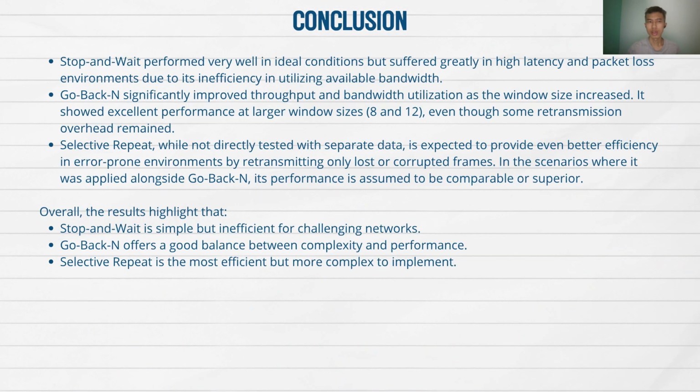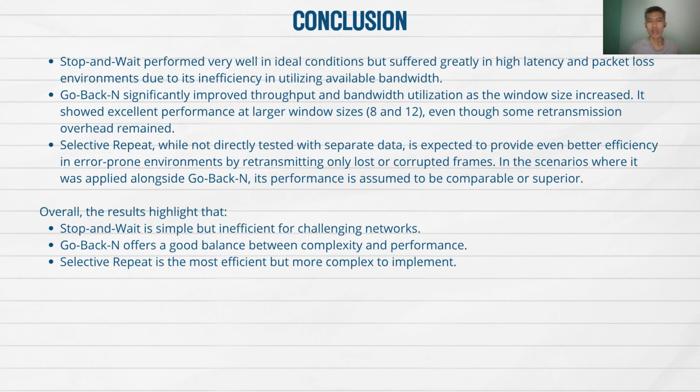For the conclusion, stop and wait performs very well in ideal conditions but suffers greatly in higher latency and packet loss. For go back N, it improves throughput and bandwidth utilization as the window size increases. And selective repeat, while not directly testable from our data, is expected to provide even better efficiency in error-prone environments by retransmitting only the corrupted frames.